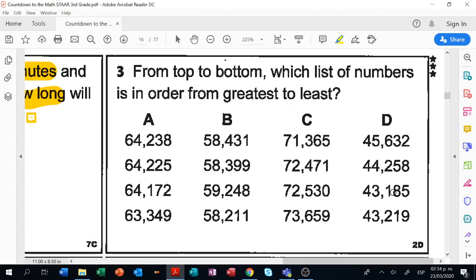It says from the top part right here to bottom, right here, which list of numbers is in order from greatest, from the biggest, to least, to the smallest number. So I'm going to highlight my strategies. I really hope I can see those papers that look like this. First, I'm going to highlight top to bottom, or circle, remember, or underline as you prefer. Which list of numbers is in order from greatest to least? So it should be from the biggest number to the smallest number.